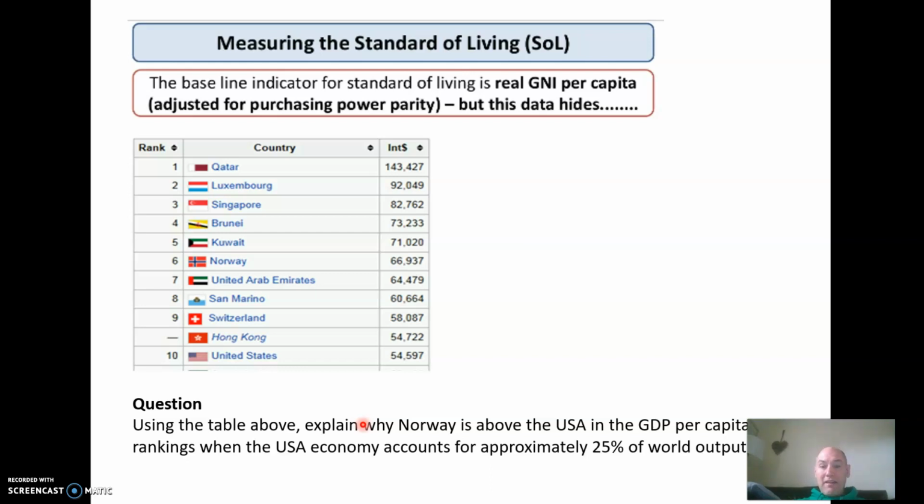So you have to have a go at this. Why is Norway above America in terms of GDP per head when the American economy accounts for approximately 25% of world output? Press pause now.